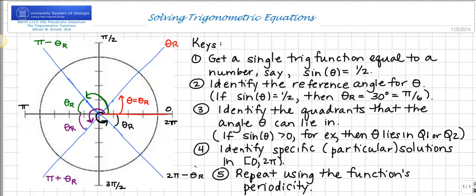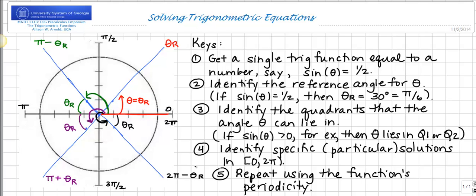But in general, you want to identify the reference angle for your angle's trig function value, what's associated with it. Then you want to say, okay, is my trig function value supposed to be positive or negative, and identify the correct quadrants. For example, if sine is positive 1/2, then your angle theta that you're measuring has to lie in quadrant 1 or quadrant 2, and you may repeat those positions, but those are the only two positions you can have. Fourthly, identify the specific, or as we say, particular solutions in one rotation, in 0 to 2 pi, and then we can repeat those solutions as often as we need.